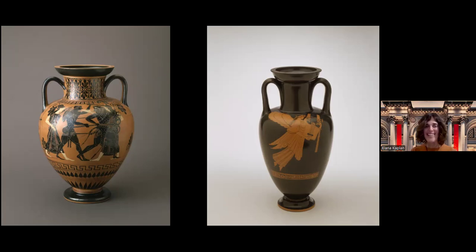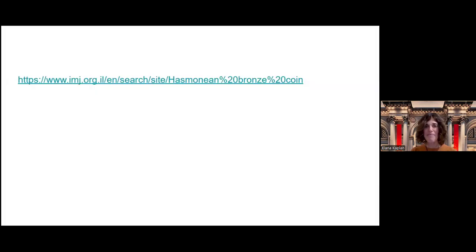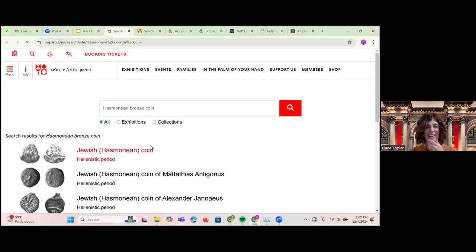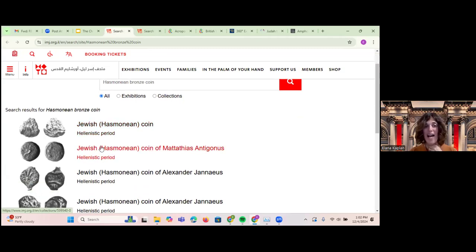So I know we celebrate Hanukkah at the end of the month, but I just wanted to quickly bring us to the Israel Museum, in Israel, where the story takes place. In the Israel Museum, they have a vast collection of objects from this time period. They have a lot of coins. You can see it's the Hellenistic period. They have coins from the Hashmonaim, which was the family of the Maccabees.